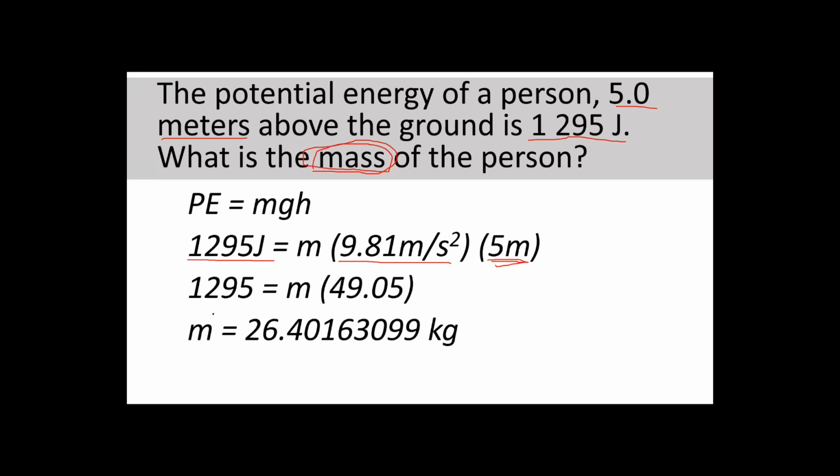kilogram. Since the least number of significant figures we have is only 2, we round this to 2 significant figures, and that is equal to 26 kilogram. So therefore, the mass of that person is equal to 26 kilogram. So that is the mass of the person.